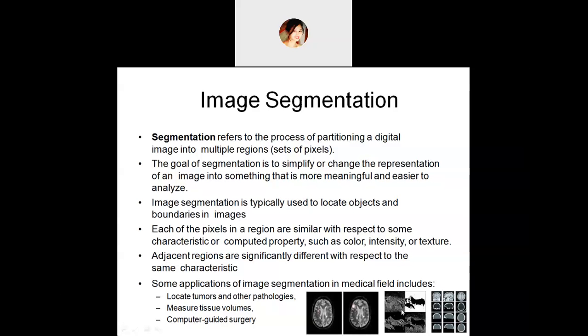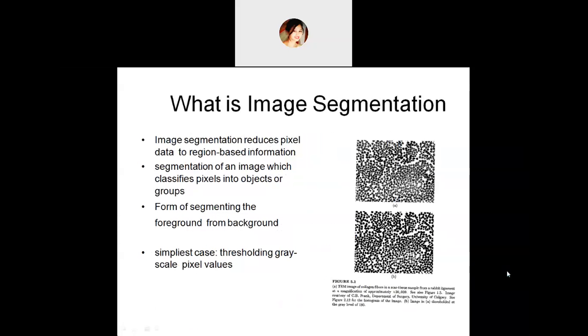Some of the common medical fields in which image segmentation has its uses are as follows. You can give any one of these 3 examples. There are a lot of examples, and we'll come across many more, and you can take examples from those too. Then again, what is image segmentation? These are different definitions of segmentation in an image. One definition you can say is that it reduces the pixel data to region based information.